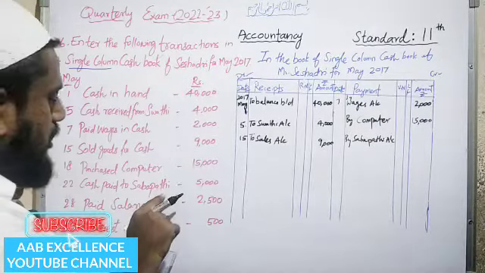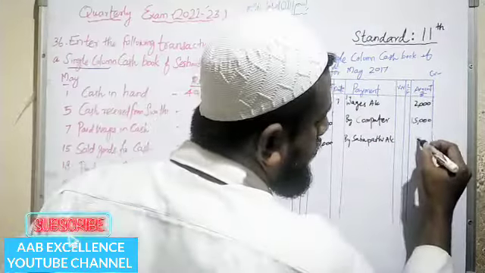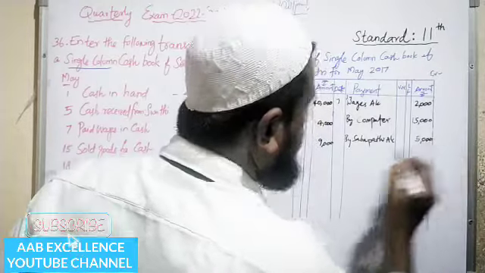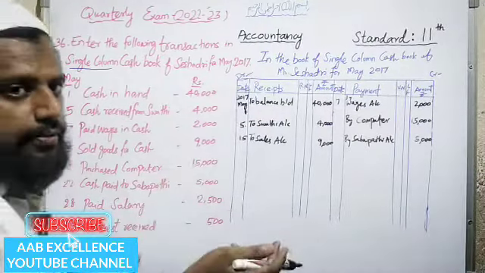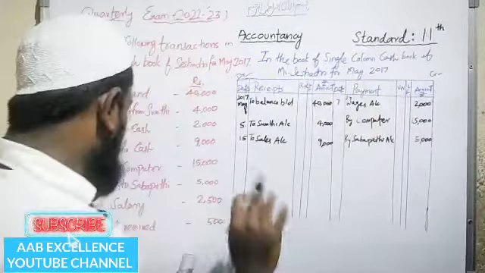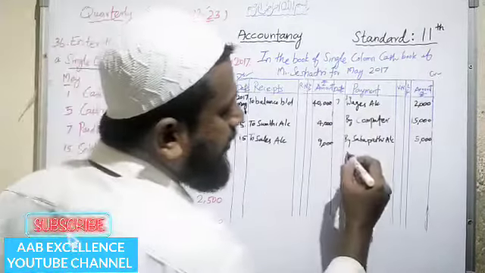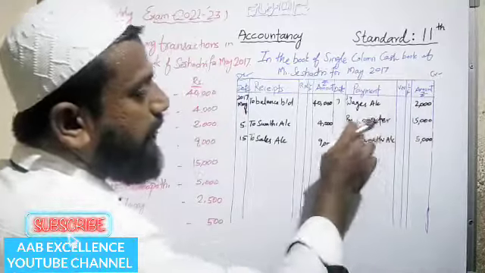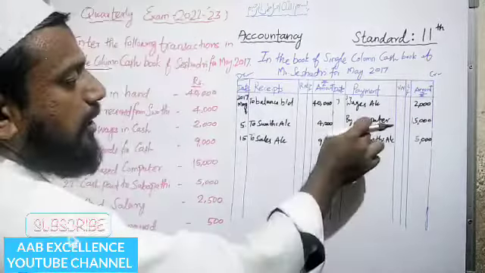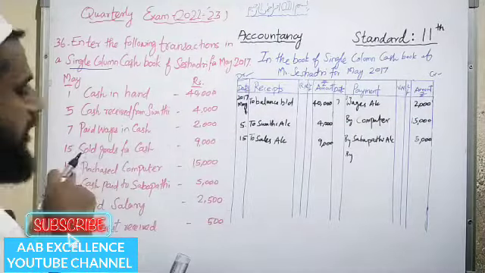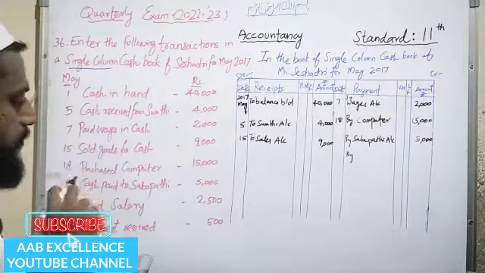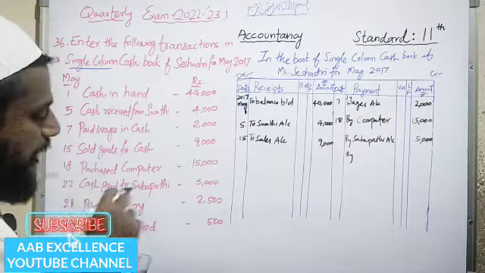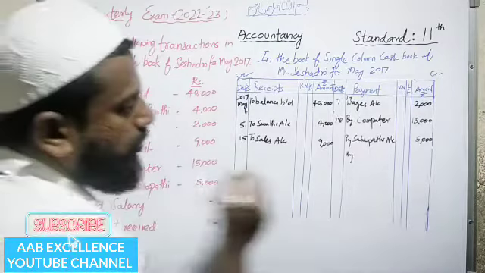By Sabhabati account, how much? 5,000 rupees. Okay, students. The next, 28, paid salary. So we have to post it automatically on the payment side, paid salary. Sorry, first we have to mention the date by computer. So the computer's date is 18. Very important, students. Then cash paid to Sabhabati on date 22.